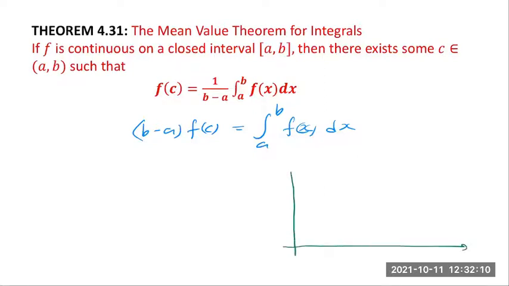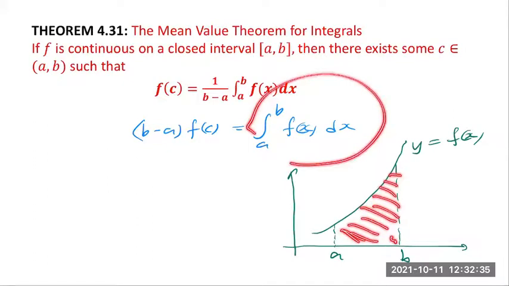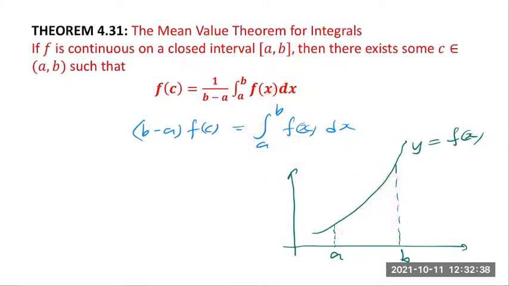Suppose you are given a graph like this. This is your f of x, y equals f of x. So you are on the interval a comma b. Let's say this is your b. First of all, what do you mean by this quantity, the integral from a to b of f of x dx? We all know that that is the area under the curve in that interval. This area is given by this definite integral. We all know that. Now let's observe a few things here. First of all, let me mark that area. This is that area. This area is given by this definite integral.